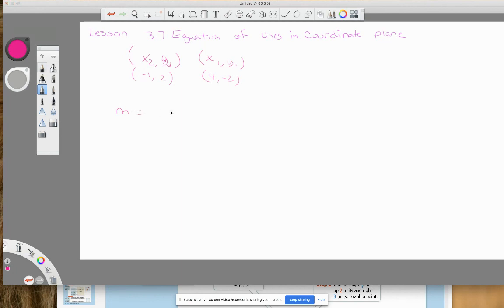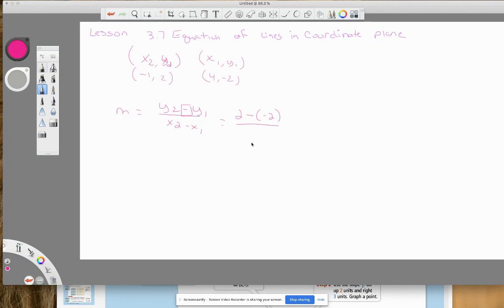Now I'm going to put it in my formula. Remember, my formula is y2 minus y1 over x2 minus x1. So y2 is 2. I need to put my minus in before I even try to write y1. And I'll explain to you in a second why. And then we're going to do x2. You can't do x1.